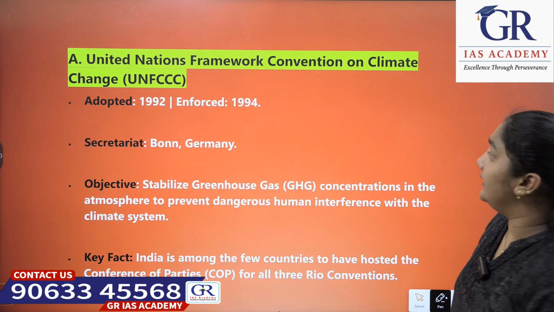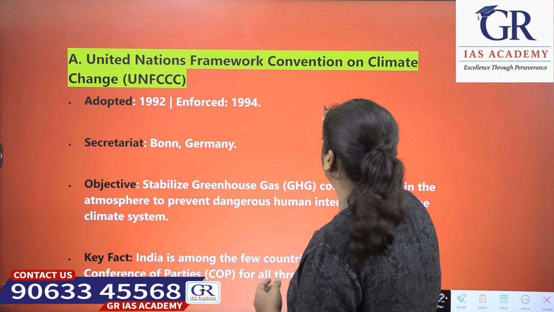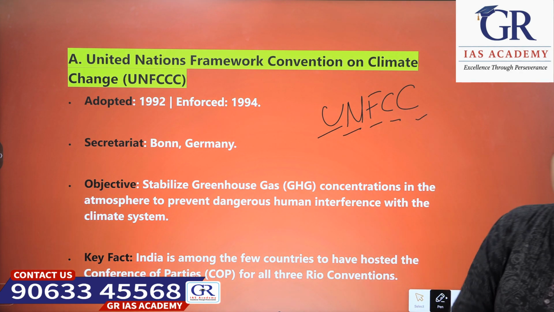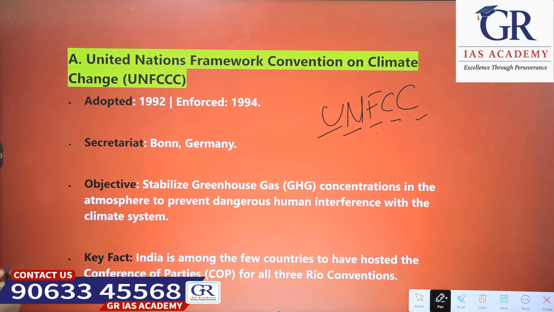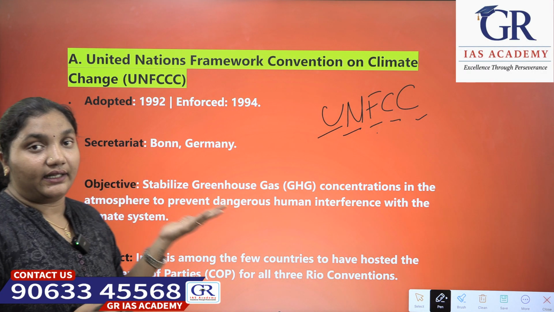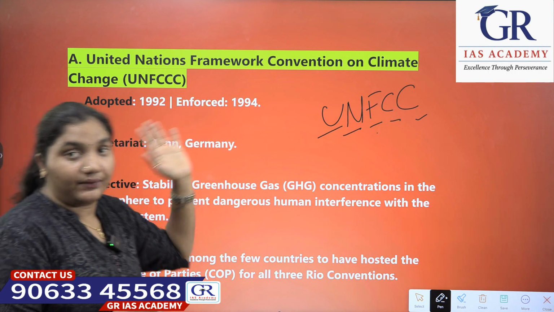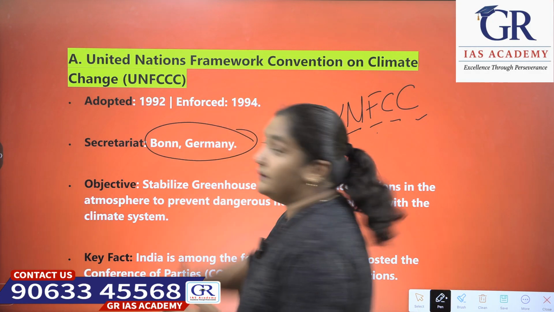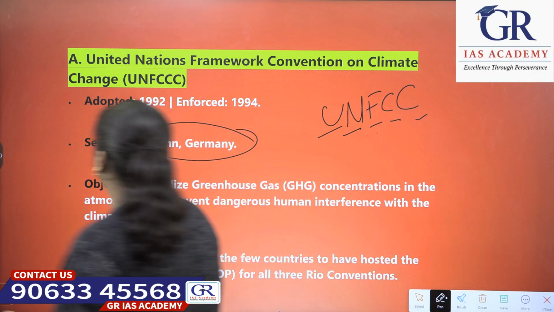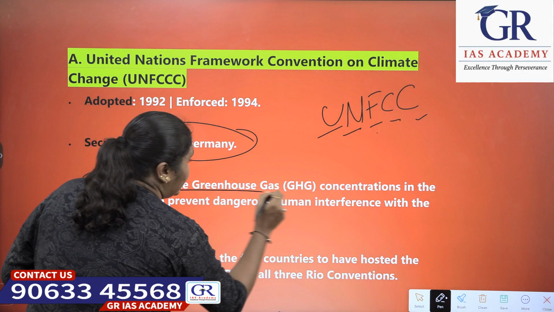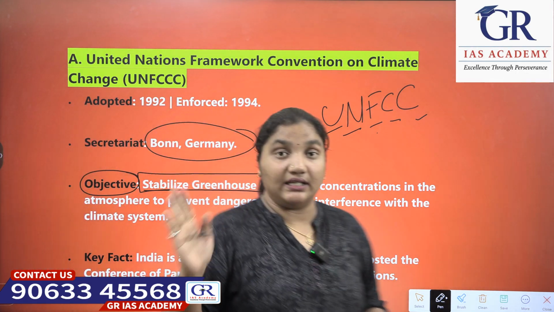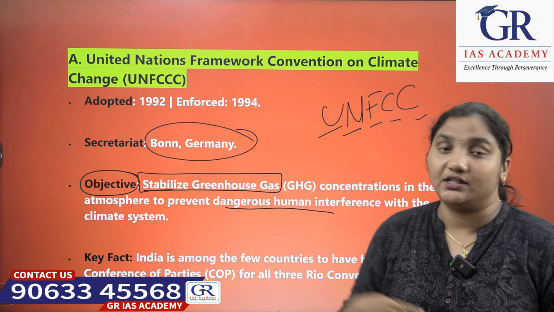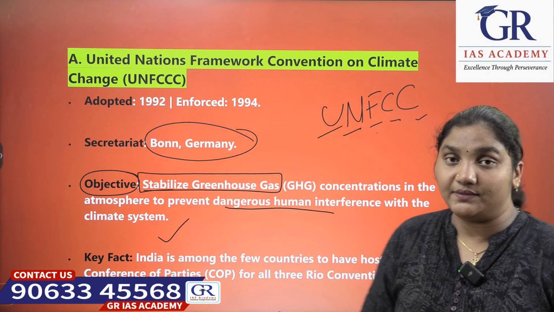The first one is the United Nations Framework Convention on Climate Change, UNFCCC. It was adopted in 1992 and enforced in 1994. The secretariat of it is in Bonn, Germany. Next, what is the objective of the UNFCCC? To stabilize greenhouse gas concentrations in the atmosphere, to prevent dangerous human interference with the climate system. This is the main objective of the UNFCCC.